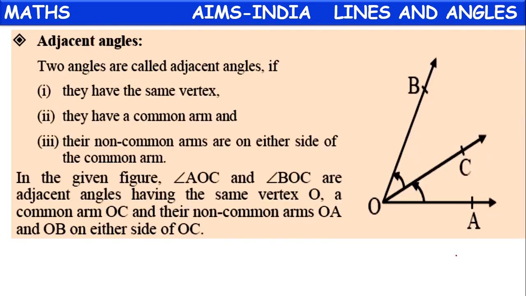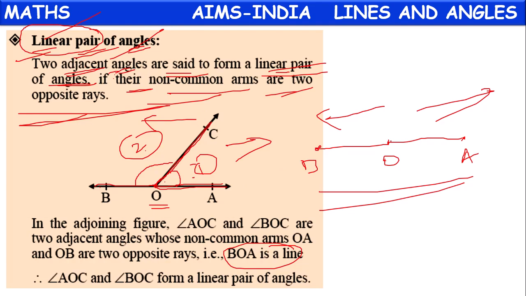In the previous example, OA and OB were not part of the same line; they were two different lines. But here, OA and OB are part of the same line, so they are considered opposite rays. If the non-common arms on either side of these adjacent angles are opposite rays, then these two angles are said to be a linear pair, and their sum will be 180 degrees.